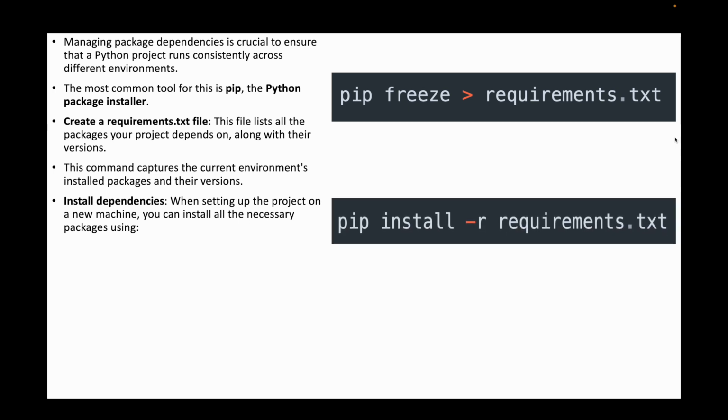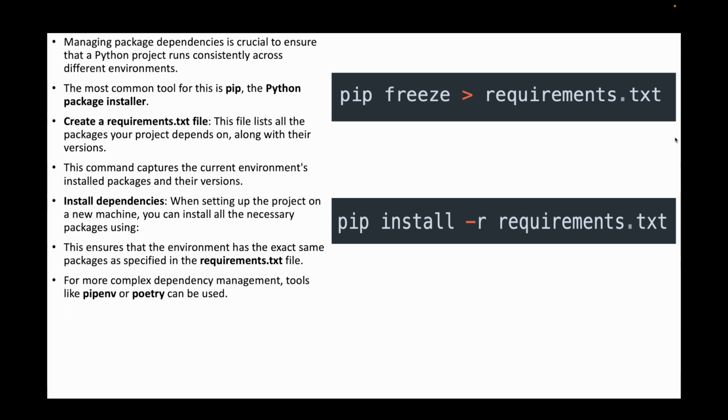Now, to install the dependencies, we can make use of the pip command. So pip install -r and then the requirements.txt file name. Whenever you're setting up your Python project on a new machine, you have to make sure that the machine has all the necessary packages. So this command will ensure that the environment has all the packages that we have specified in the requirements.txt file.